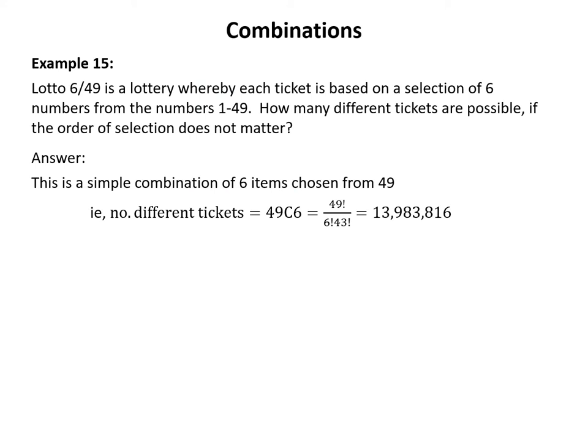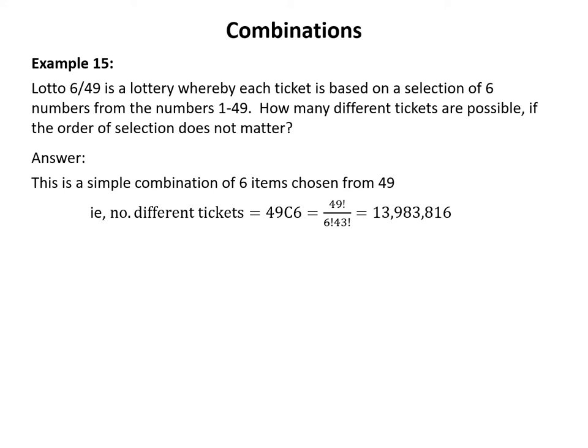In example 15, we take a look at Lotto 649, which is a well-known lottery in Canada. The way Lotto 649 works is each ticket is based on a selection of six numbers from the numbers 1 through 49. So the question we'll look at here is to figure out how many different tickets are possible if the order of selection does not matter.